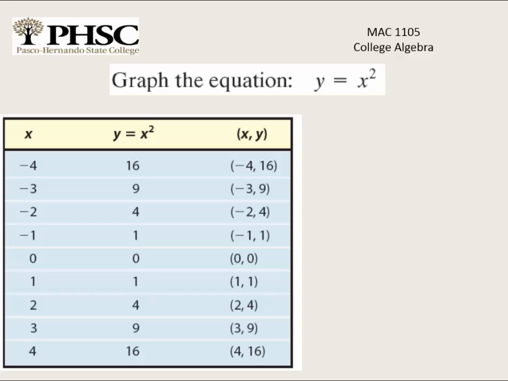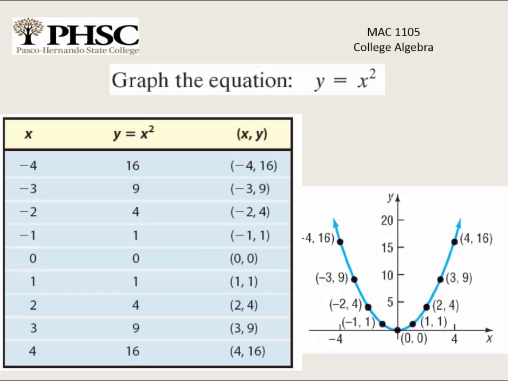Here's a table of values. We have x, and then we have y equals x squared, and then we have the ordered pair x, y. Plotting those points gives us the graph of the equation y equals x squared.